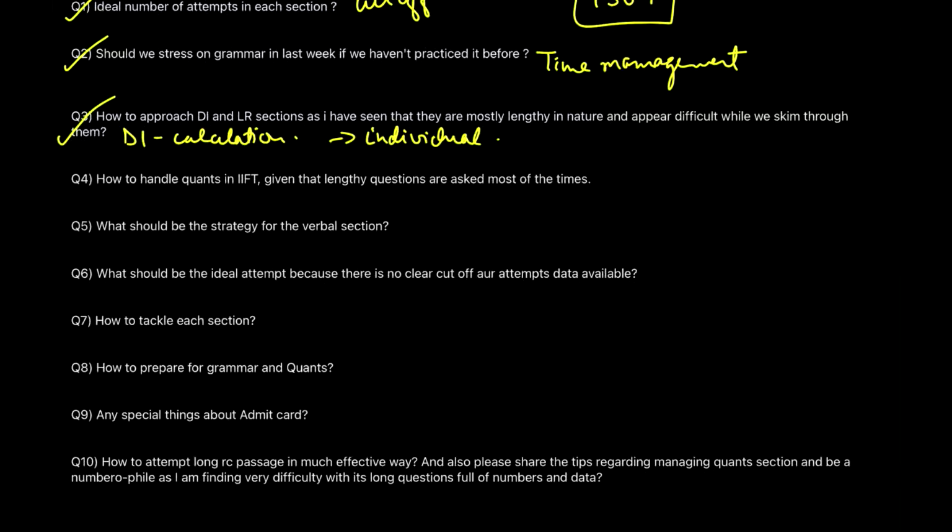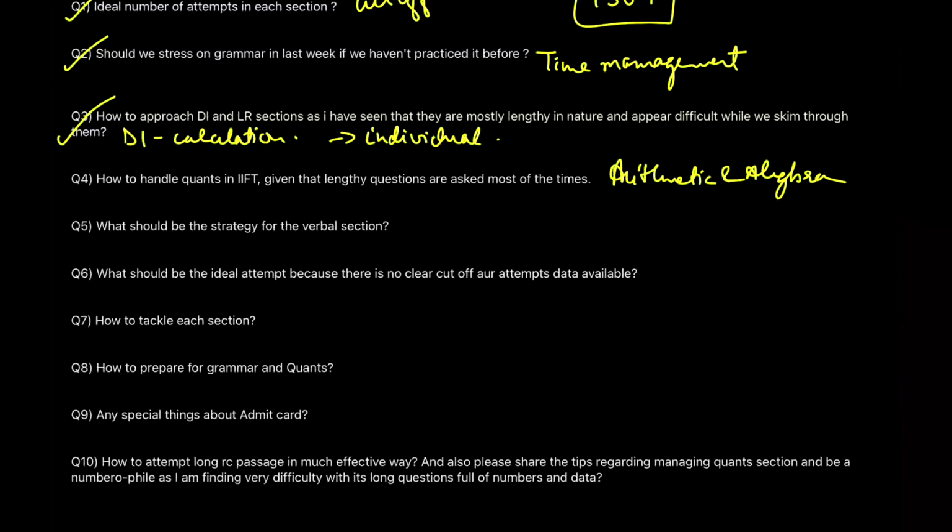In this question, IIFT quants are relatively lengthier, but the difficulty of most of the questions is easy to moderate. Now, which sections does he suggest picking up first on the examination day? He suggests you pick up arithmetic and algebra first. So you can go with arithmetic and algebra first in the examination, because it's quite easy to solve them in the first iteration of the paper.